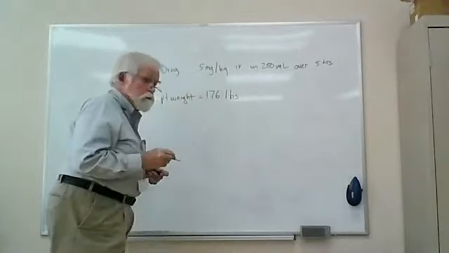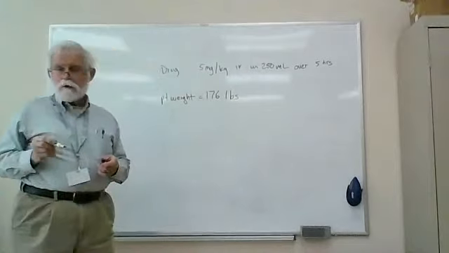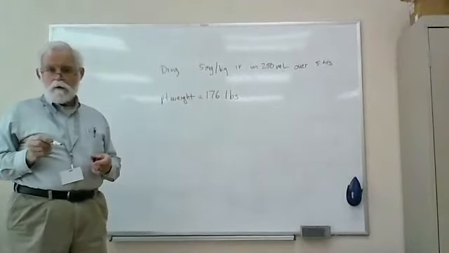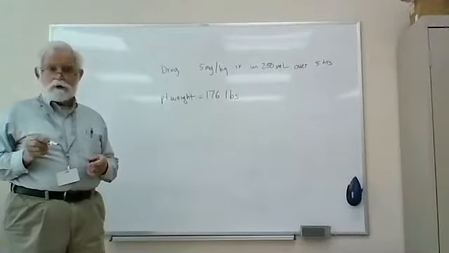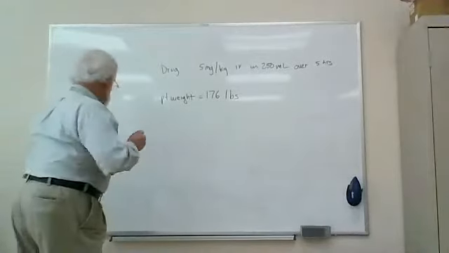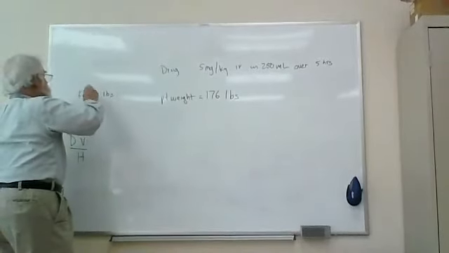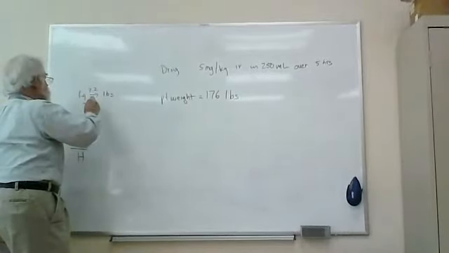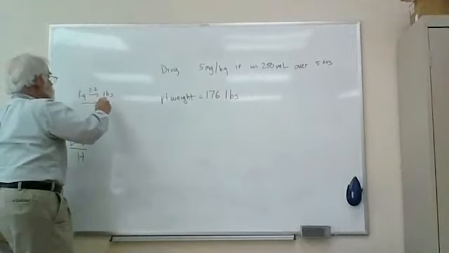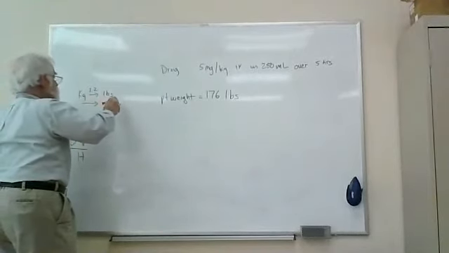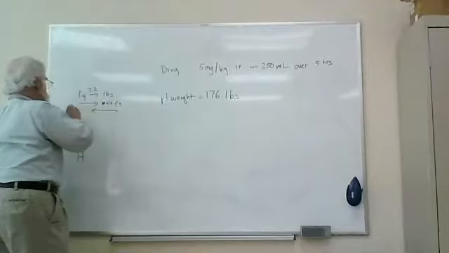So remember what the conversion of pounds to kilograms is? 2.2. Remember, we've got kilograms, pounds, 2.2. If we're going in that direction, we multiply. If we're going in this direction, we divide.